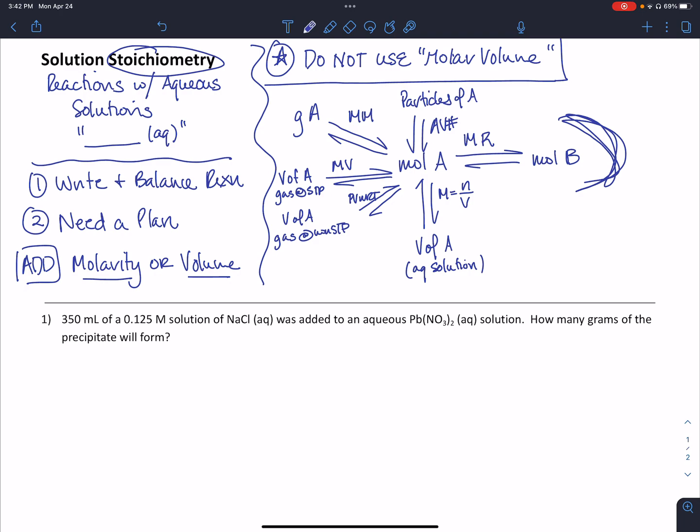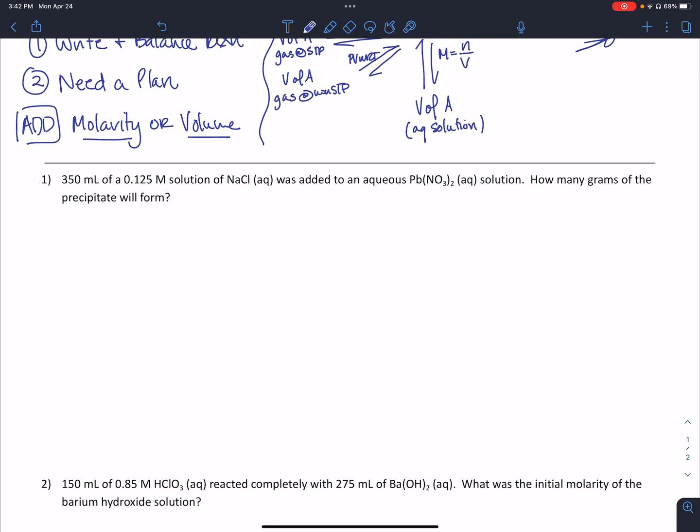Okay, so I think the best way to look at this is to try one. Down here I have 350 milliliters of a 0.125 molar solution of NaCl was added to an aqueous Pb(NO3)2 solution. How many grams of the precipitate will form? So we need to write our balanced reaction.